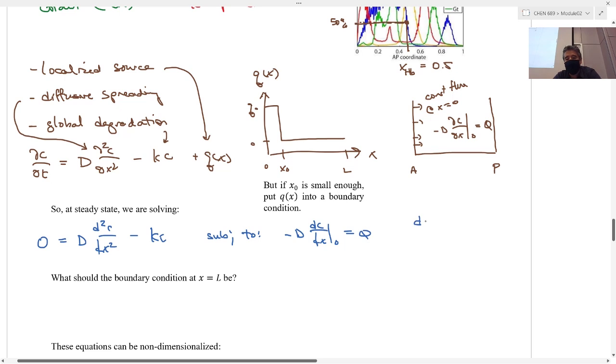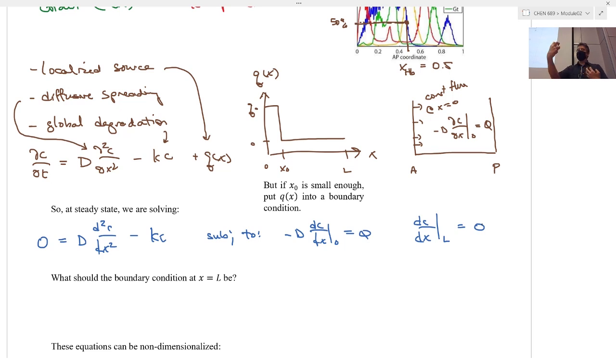And at the other end of the embryo, Bicoid can't get out, so that's a no-flux boundary condition. If a Bicoid molecule happens to make it to the other end of the embryo, it's going to bounce off and come back. That's no flux. What should the boundary condition at L be? No flux.